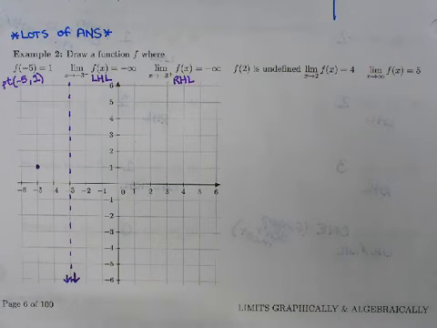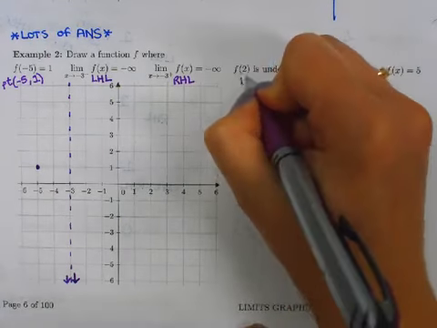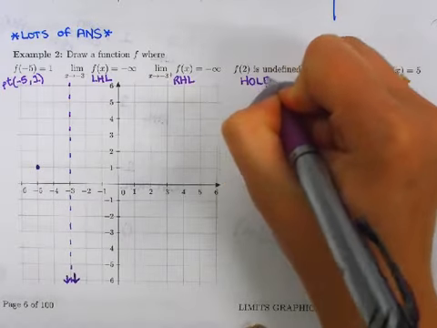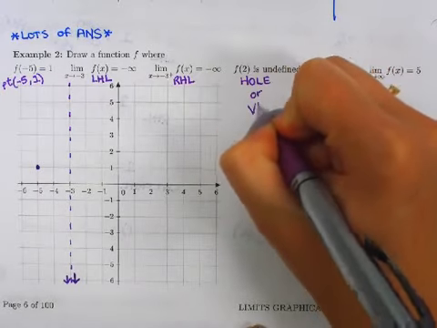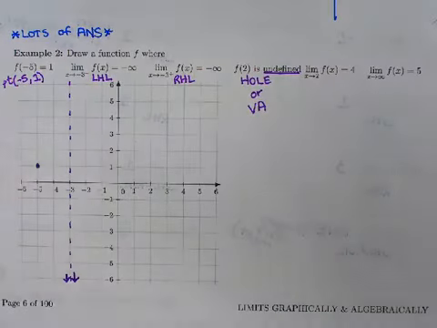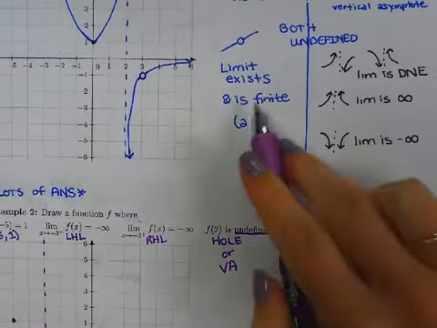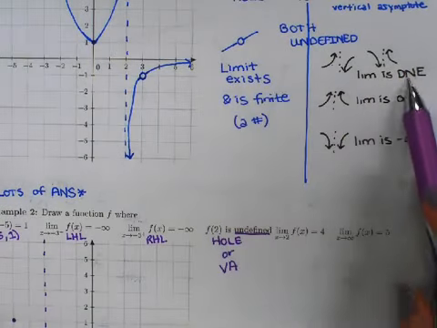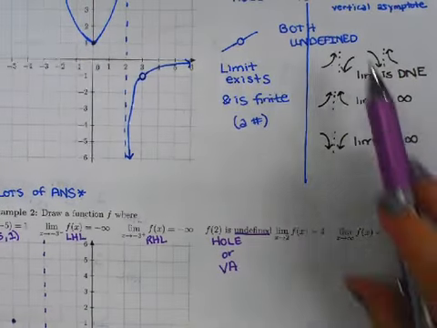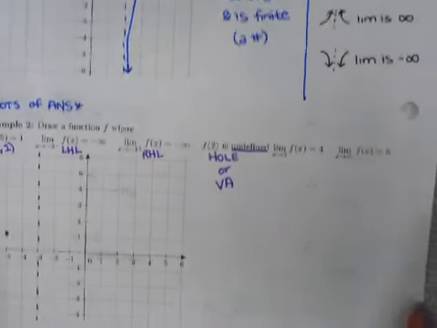Okay, and my next piece, f of 2 is undefined. I have to draw a hole or a vertical asymptote. How I know that is it's undefined. Two options: is it a hole or a vertical asymptote? And remember what we said before. If the limit is a number, I'm going to draw a hole. If the limit is positive or negative infinity, I'm going to draw a vertical asymptote. They're both undefined. They just have different limits to tell you which one to draw.